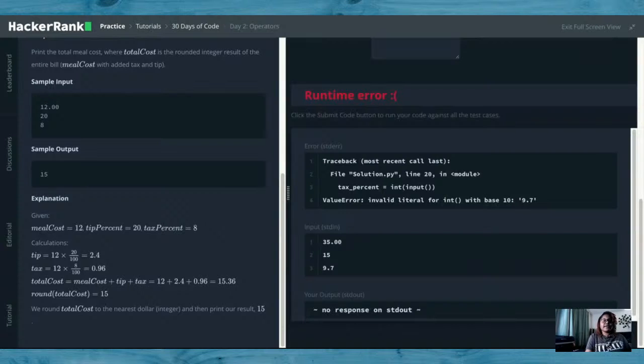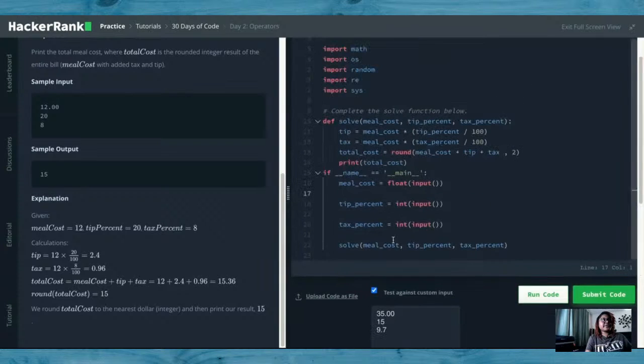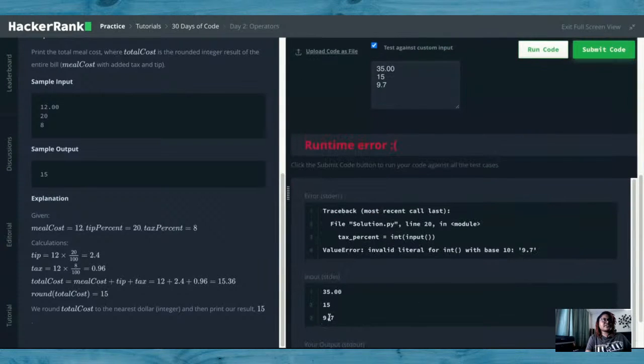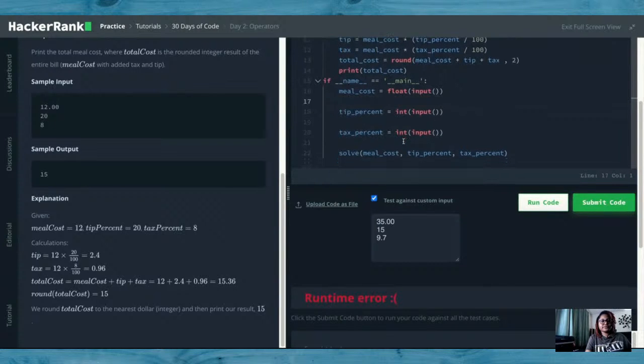And we got an error. It says ValueError: invalid literal for int() with base 10. Basically what it's saying is this 9.7, I put in a number with a decimal, which is the tax percent, but I'm asking for an integer, and an integer is a whole number without decimals.